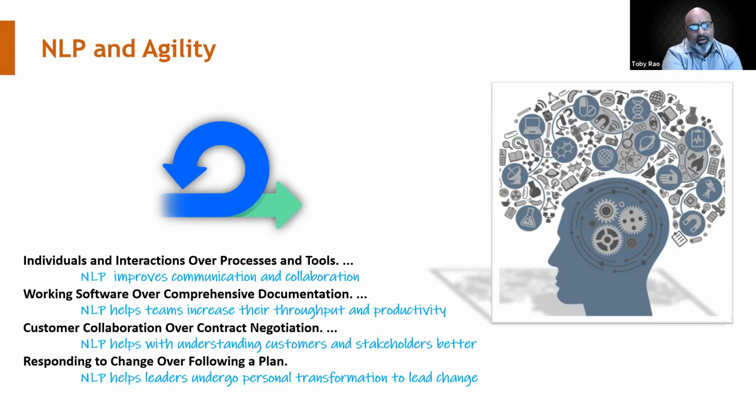So, individual interactions over process and tools. NLP helps with the basic format, the basic essence of interactions, which is communication and collaboration, right? Working software doesn't happen in a vacuum. It doesn't just happen, right? It's not an espresso machine where you put in the coffee and you press a button, software comes out, right? It comes from human beings, and human beings need communication. And NLP helps improving that transparency, that communication.